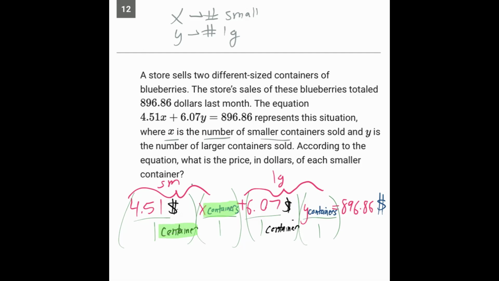So going through this process demonstrates to us that the price of the smaller container is the 4.51. It's $4.51 for every one container as it pertains to the small, because X was the number of small containers, whereas Y was the number of large containers. So this question might be easy for some people. You could just look at it and say, oh yeah, that's 4.51, great. But if you need the extra help, that's how you do it. The answer here is 4.51.